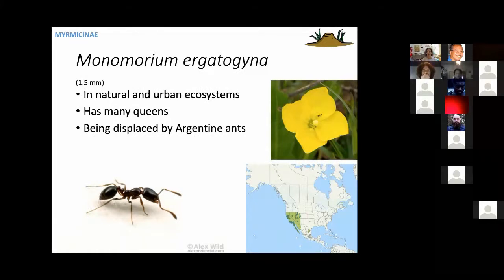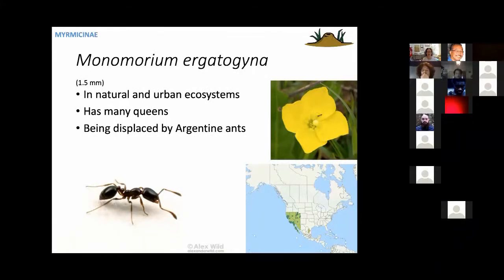So it's interesting that you can find it in some urban settings and some natural habitats here as well. Very, very small, black, shiny, cute, and sensitive to Argentine ants, as you can see here.